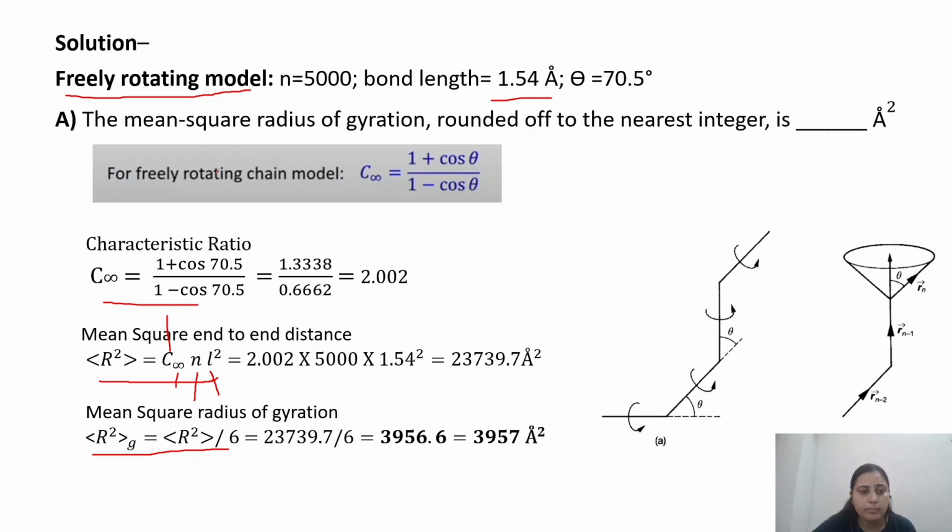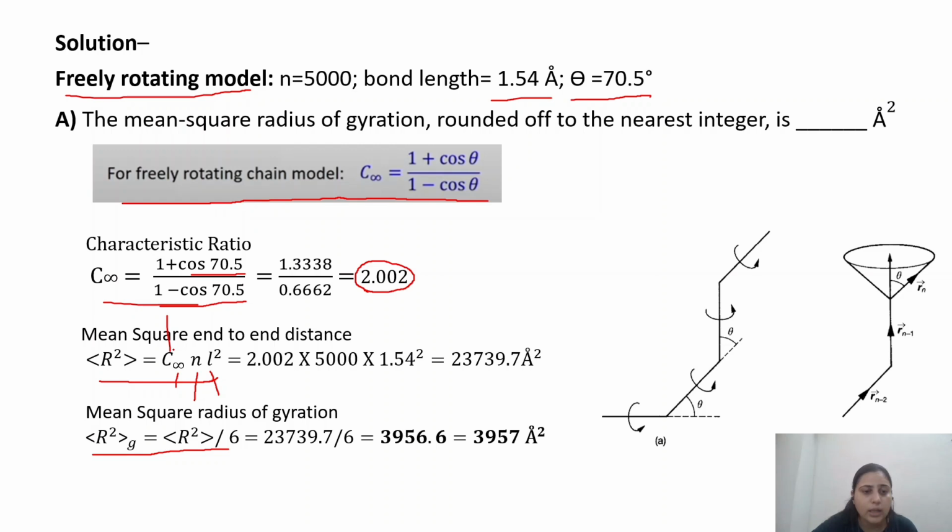We have this formula for the characteristic ratio in the freely rotating chain model, which is nothing but 1 plus cos theta divided by 1 minus cos theta. So the characteristic ratio is equal to 1 plus cos 70.5, as we already know the theta value from the question, divided by 1 minus cos 70.5. We put in the values and the characteristic ratio comes out as 2.002.